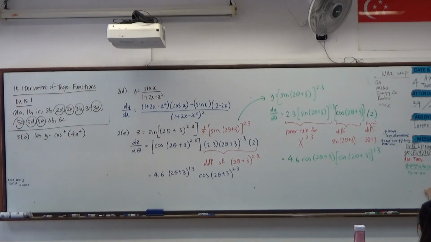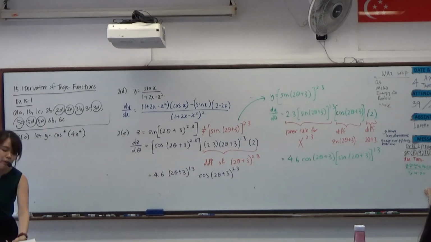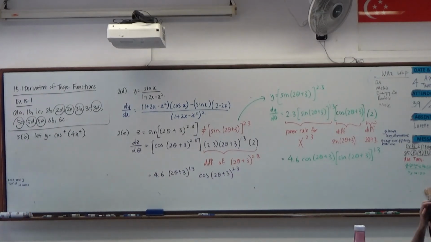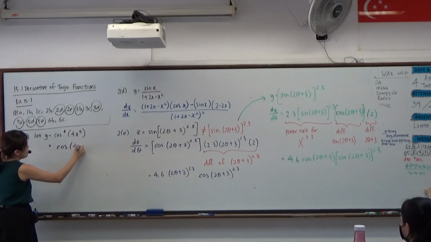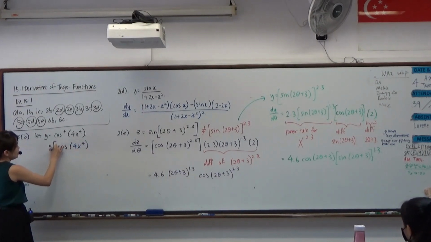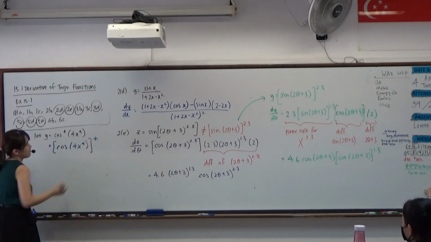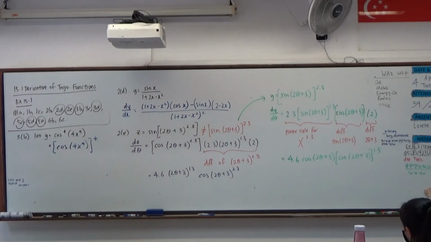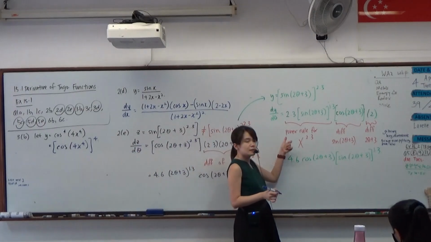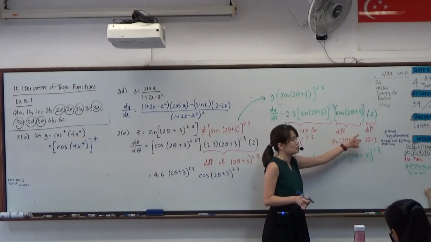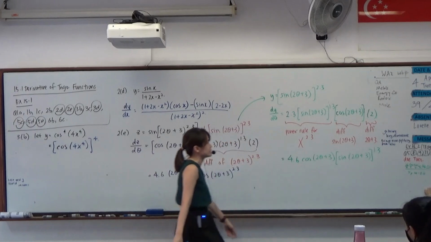Then next we look at 3b, where I want to differentiate cosine to the power of 4, and the angle is 4x to the power of 4. We know that it is actually the same thing as cosine, angle, entire thing, power 4. So the process that we go about differentiating follows this same sequence. Power rule first, then after that slowly like an onion, going inwards.